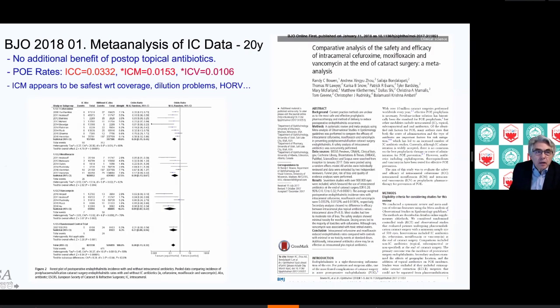The next study was done in the British Journal of Ophthalmology, a meta-analysis of all the data up till that time. And they found that the post-op endophthalmitis rates with cefuroxime was here, moxifloxacin here, and vancomycin here. These two drugs were found to be superior to cefuroxime, but they were not significantly different between the two of them. So moxifloxacin and vancomycin were equally effective, but the problem is that vancomycin can cause HORS. So it leaves you with moxifloxacin as probably being the best drug we have.